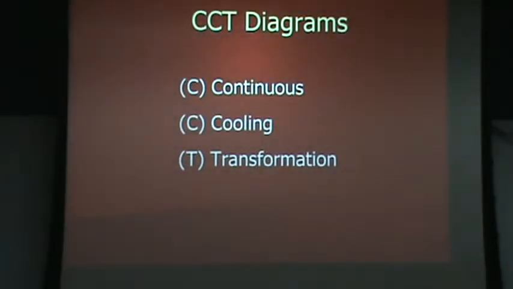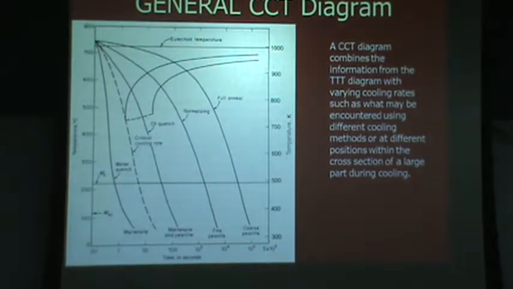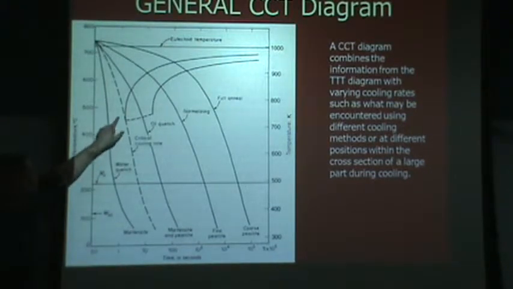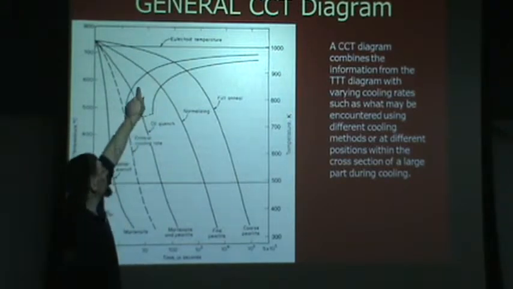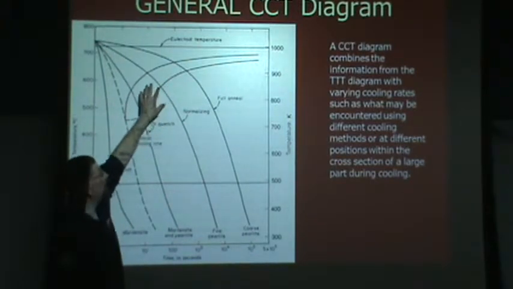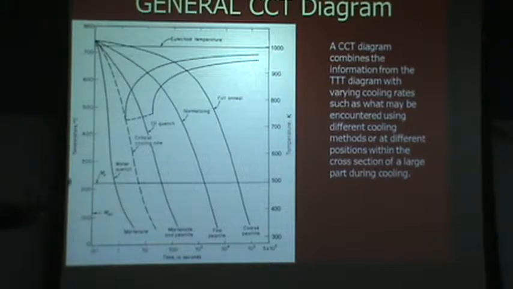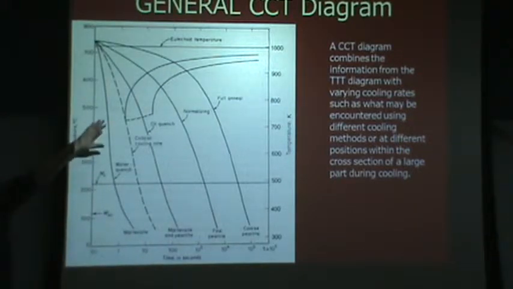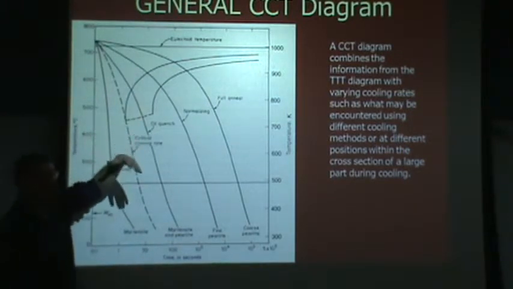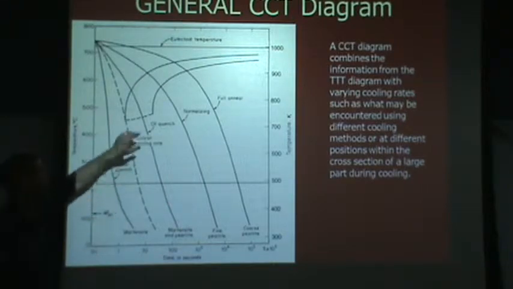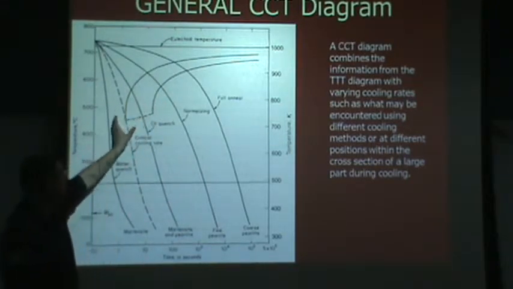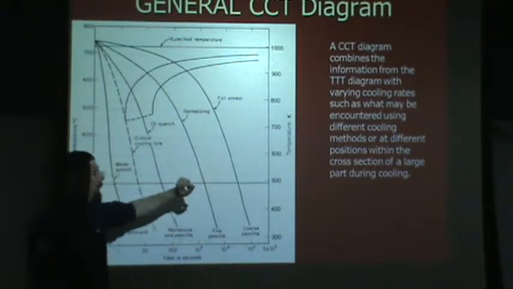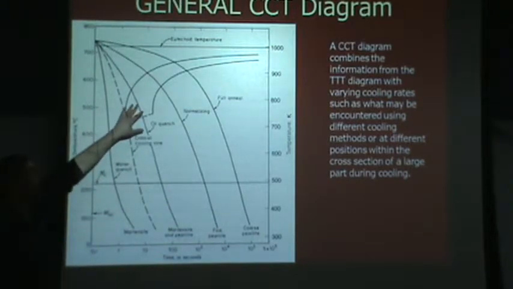So CCT, as we already pointed out, and here's a more generic example. What we can see in this example is that this part here is what we would expect to see on the TTT diagram, right? In this case, it's just the upper half. I showed one for a eutectoid composition 2 weeks ago where this came down and then it swept back over this way, right? So that's our TTT.